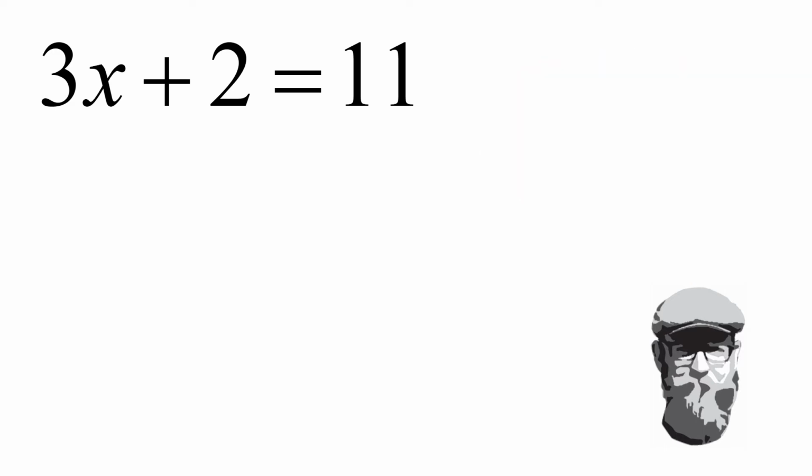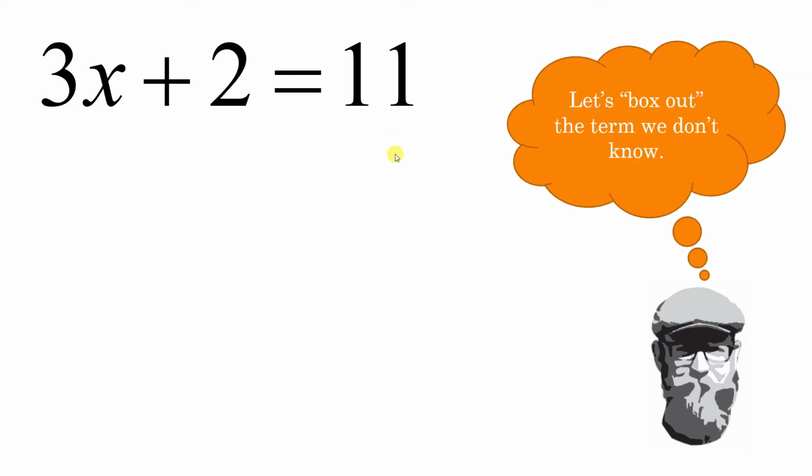So what I'm actually going to do is put a little bit of a mystery box over the thing I don't know. I know what 2 is. I know what 3 is, but it's being multiplied by something I don't know. So this whole term right here, I don't understand. I don't know what x is, so I don't know what 3 times x is, but I do know what plus 2 equals 11.